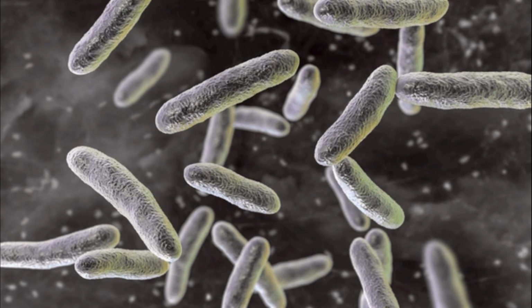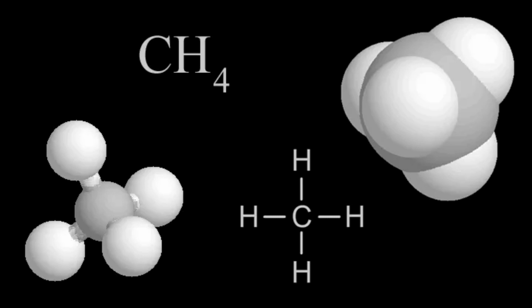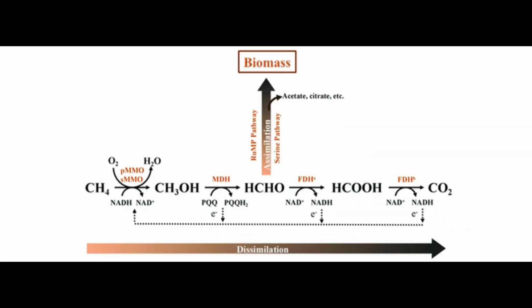At the other end of the spectrum, we have methanotrophs, prokaryotes which oxidize methane as an energy source and use it as a carbon source. To do this, they first oxidize methane to methanol and then to formaldehyde, with electron carriers delivering the electrons to the electron transport chain, where oxygen is again used as the terminal electron acceptor.